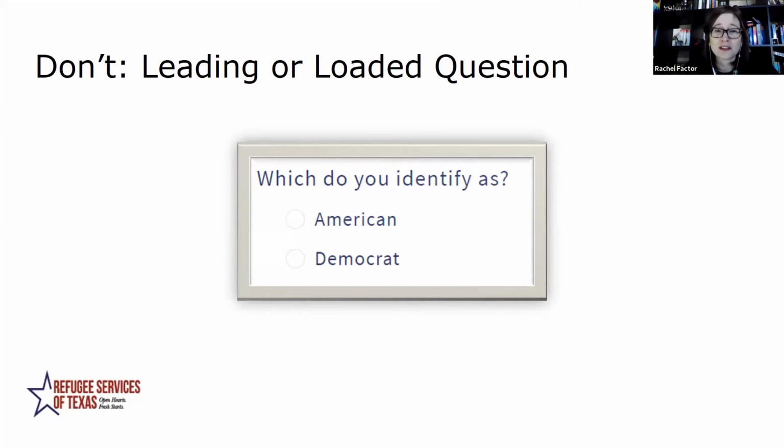So in this question, they're asking which do they identify as, and they can only choose American or Democrat. So by choosing one, you are denying the other. And so this is a pretty loaded question. Now in other examples that may be less loaded, if you're asking how satisfied are you with the program, for example, even that is a little bit leading.